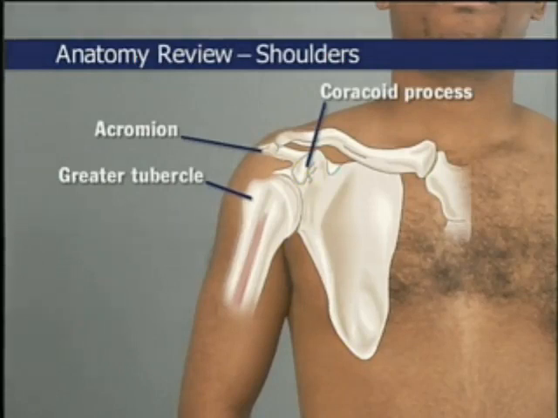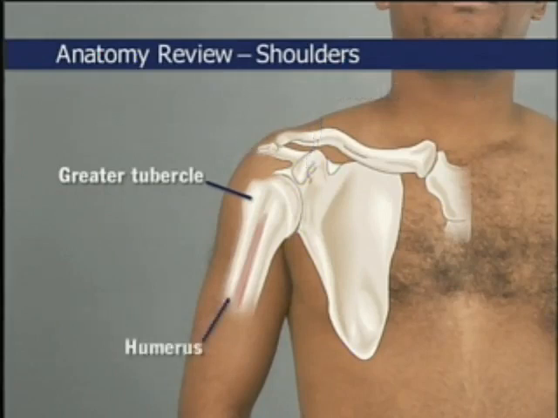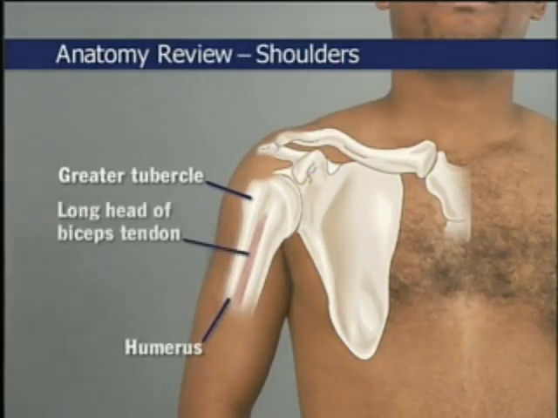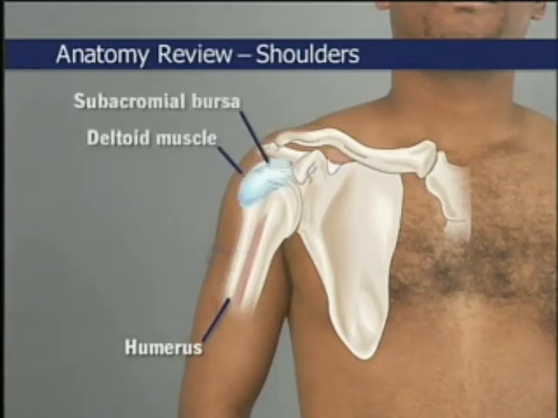Medial and inferior to the acromion is the bony prominence of the coracoid process. Lateral and inferior to the acromioclavicular joint lies the greater tubercle of the humerus. The long head of the biceps tendon may be palpable against the proximal humerus. The subacromial bursa lies above, lateral, and anterior to the head of the humerus, deep to the deltoid muscle. When inflamed, this bursa can become tender.